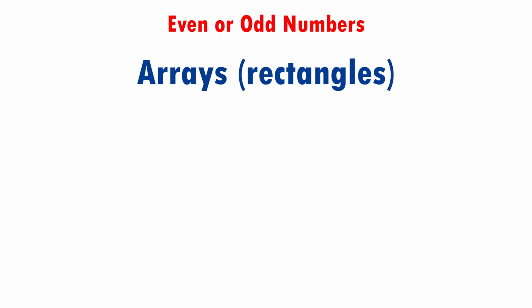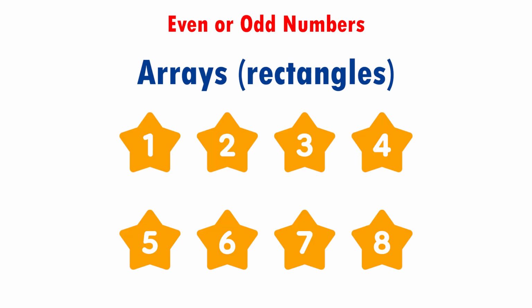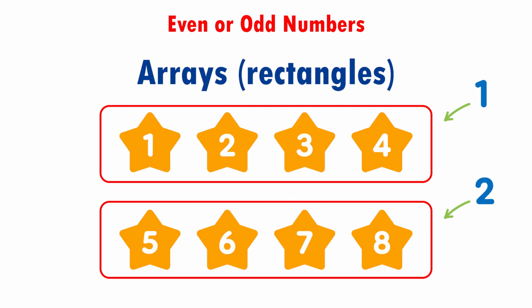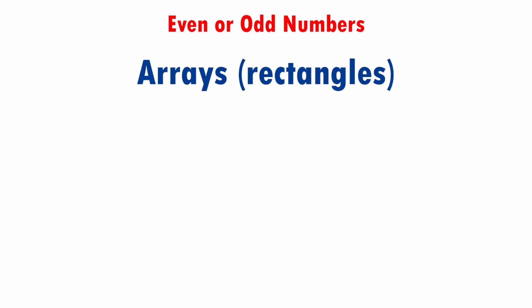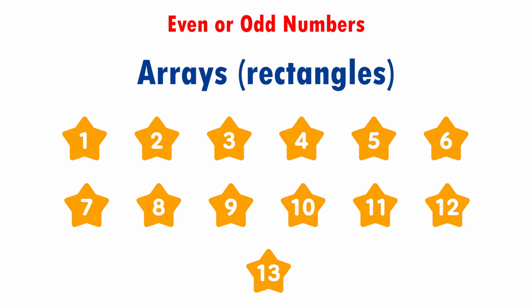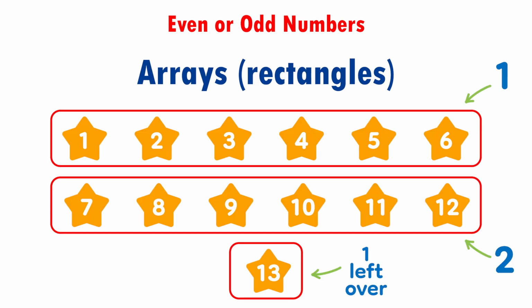You can also see even and odd with arrays, rectangles. If you arrange objects into two equal rows, an even number fits perfectly. For example, 8 stars make 2 rows of 4. An odd number won't fill 2 equal rows. There's always one extra that doesn't fit. For example, 13 stars make 6 and 6 with one left over.